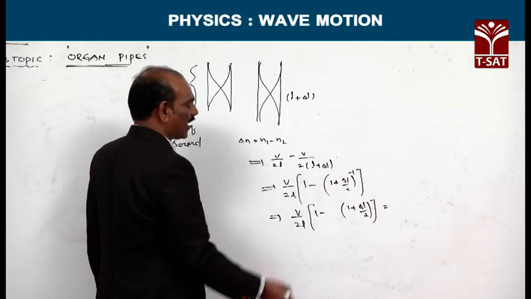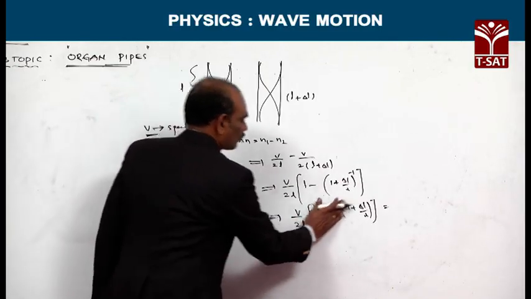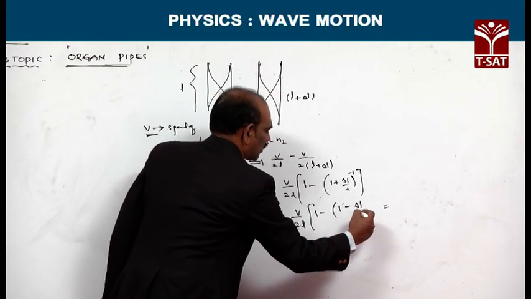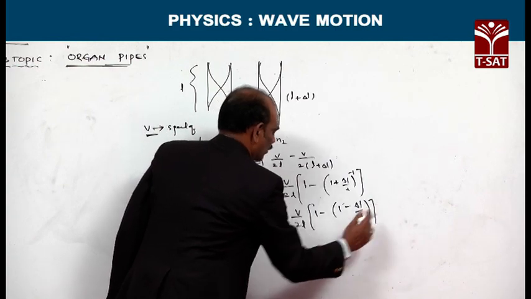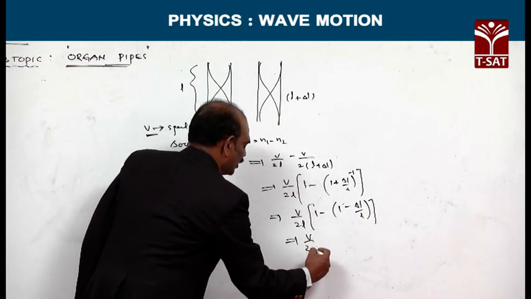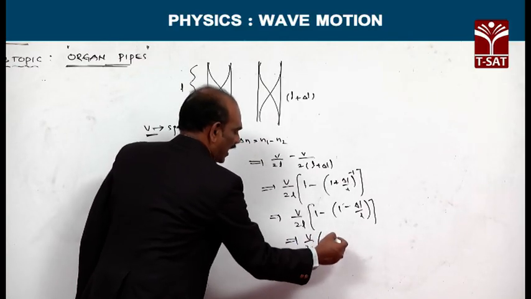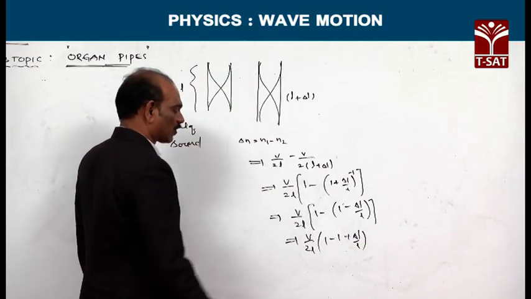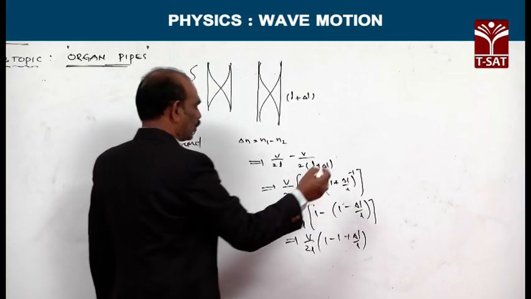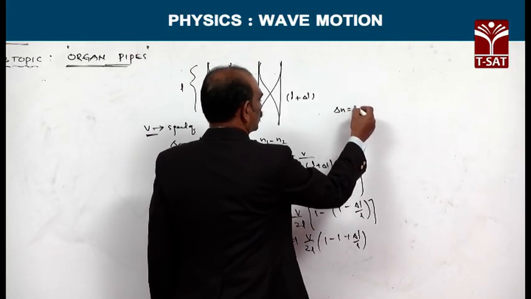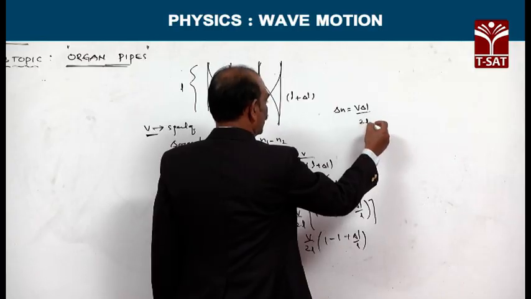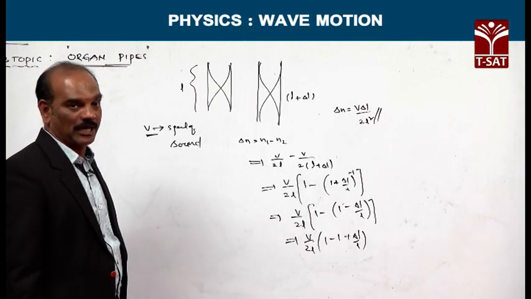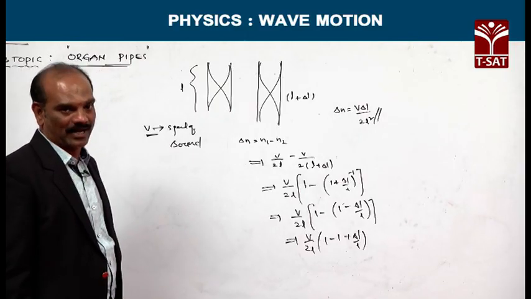So using binomial expansion, this will become 1 minus, so here we can write minus 1 into delta L by L, which is equivalent to V by 2L times of 1 minus 1 plus delta L by L. So from this the 1 gets cancelled. So here V delta L by 2L square. So delta N is equal to V into delta L by 2L square, which is the formula used to calculate the beat frequency of the two pipes with slightly different lengths differing by delta L.